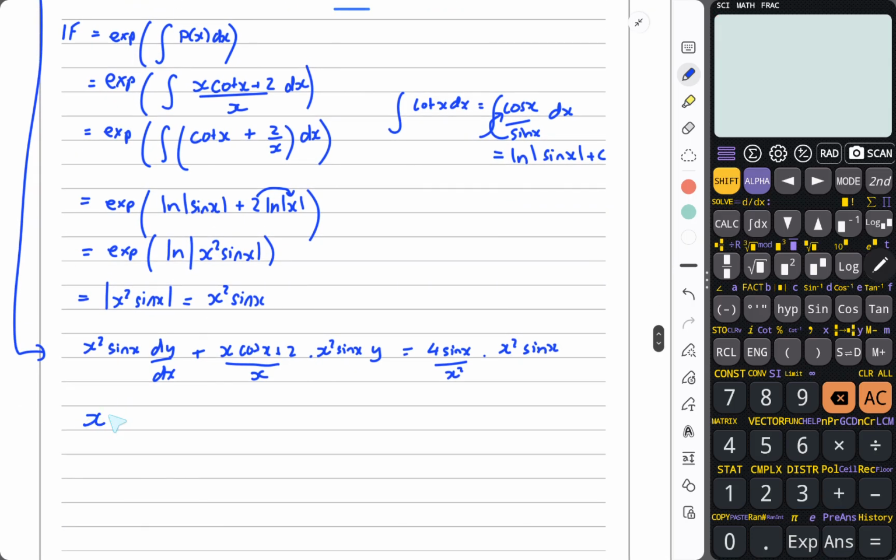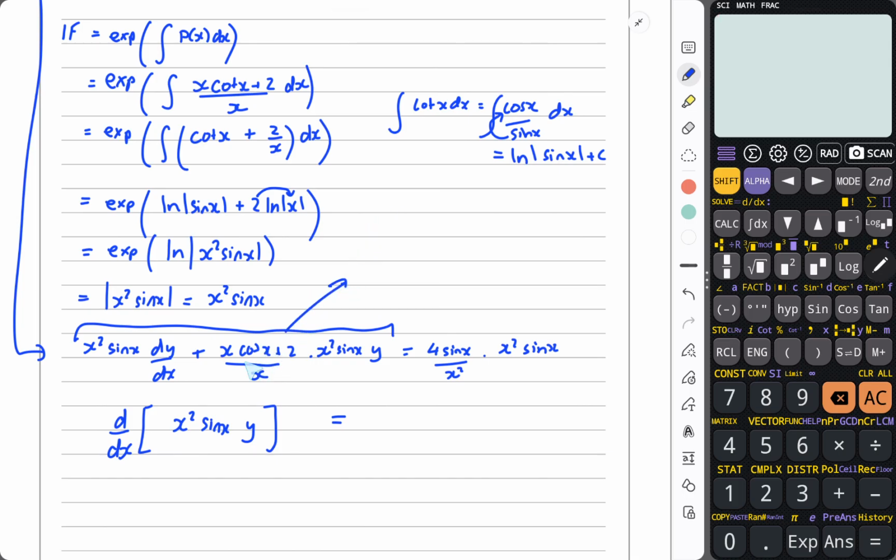So what do we get from this? You could worry about expanding all the stuff on the right, but you can just remember that it is the derivative of the yif, so y times your integrating factor, so it's the derivative of x squared sine x times y. Would be good practice to check that, but if you're stuck with time, then don't. But I will do just here for the sake of the video.